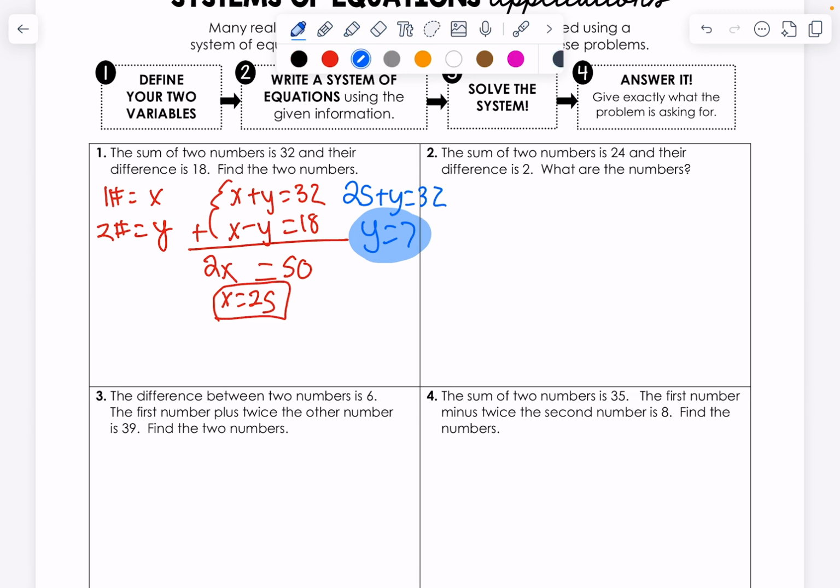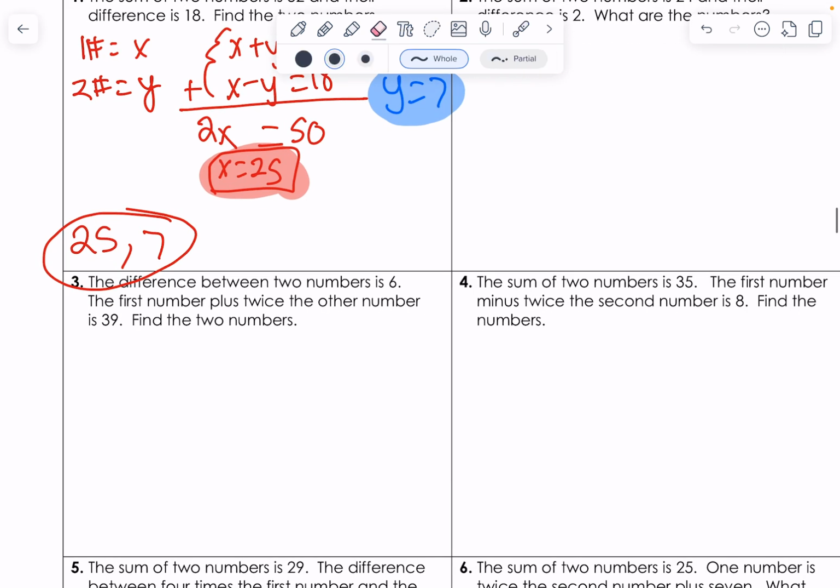And we're done. Almost, you thought we were done. Once we have our answer, we just need to read the question and say, what are we looking for? In this case, it just said find the 2 numbers. So my answer is going to be 25, 7. And then we're done, because that's all the problem asks for, just to find the 2 numbers. So I found the 2 numbers. Good to go. Again, I said we're going to do the odds. So let's move on to the next question. In this case, it is going to be number 3.